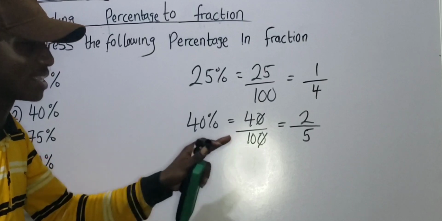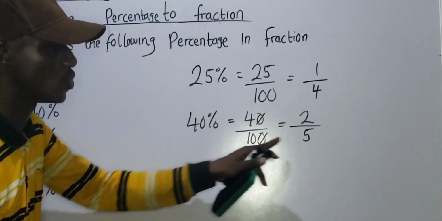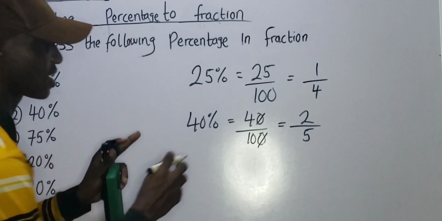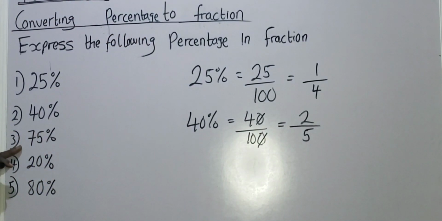What can go in 4 and 10? 2 can go in 4 and 10. You understand? So I divide 4 by 2, I got 2. I divide 10 by 2 and I get 5. Do you understand? That is how I got 2 over 5. Okay? Now, let's proceed to the third question. That is 75%.